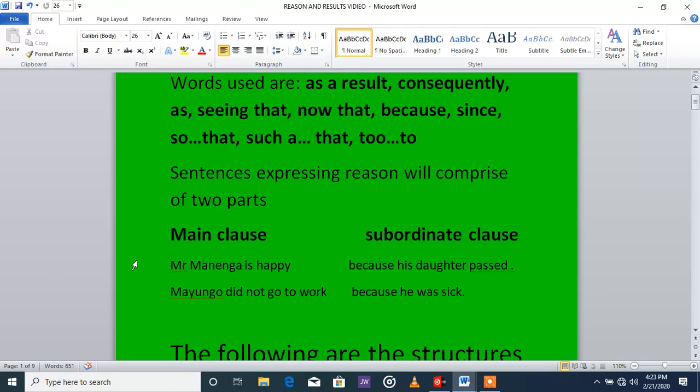Look at this one. Mr. Manenga is happy because his daughter passed, that is, passing the exam. So why was he happy? Because the daughter passed the examination. So the reason is the subordinate, and we use the word because. Look at that one: Mayungo did not go to work. Now why? Because he was sick. So when you look at that statement, it is a reason and result rewrite.